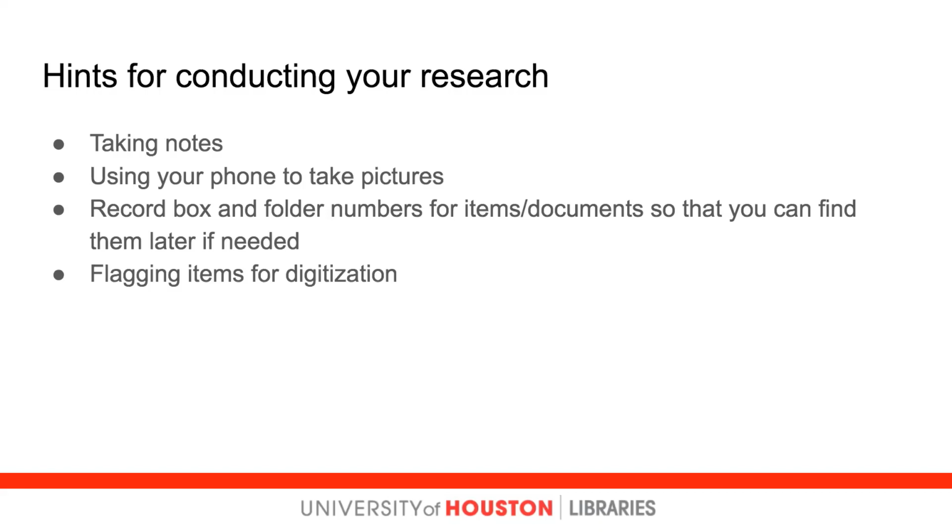So when you're in the reading room, if you know that you want to have something digitized later, you can ask the archivist for some flags, which are basically like these long strips of paper, and you place them in the folder next to the item that you're looking for. You can even write notes on the top of the flag to help us identify, and that way we can easily find it later when we are doing the scanning.